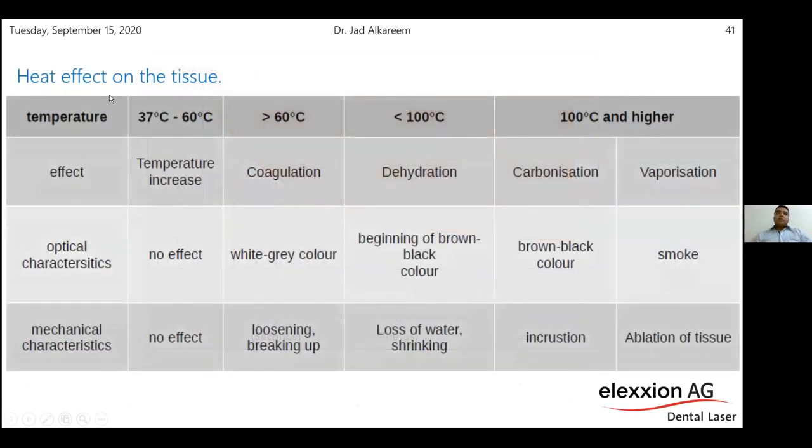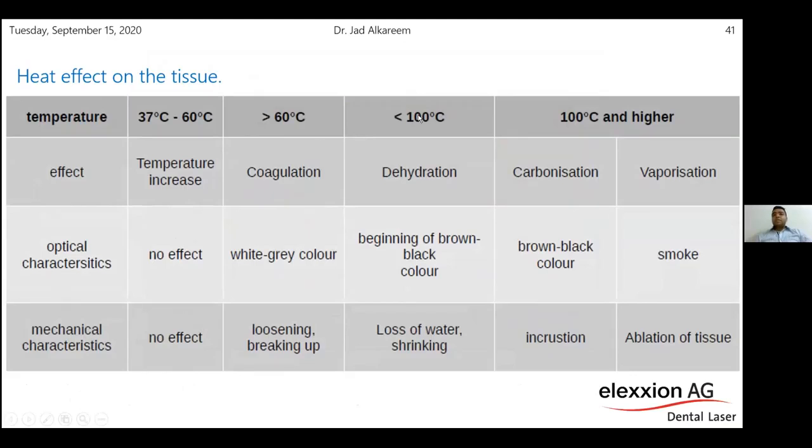Here are the heat effects on the tissue. If we have a temperature increase from 37 up to 60, you will see no optical change and no mechanical change in the soft tissue. If the temperature is more than 60 Celsius, you will start to see a coagulation of the blood. You will start to see a whitish grayish color in the application area. And finally, your tissue will break up and be torn.